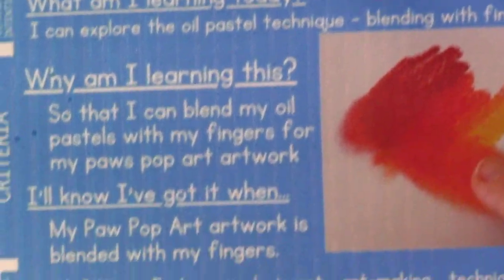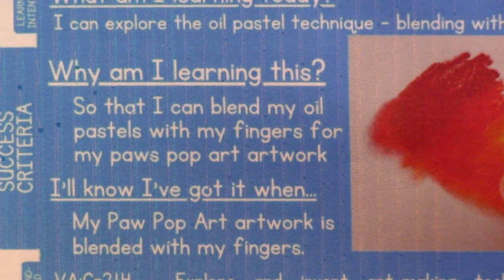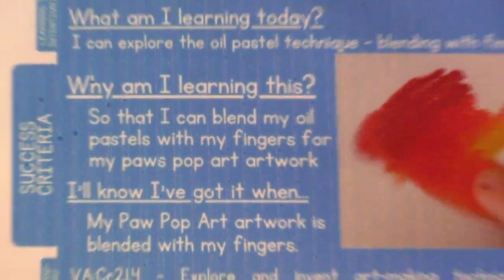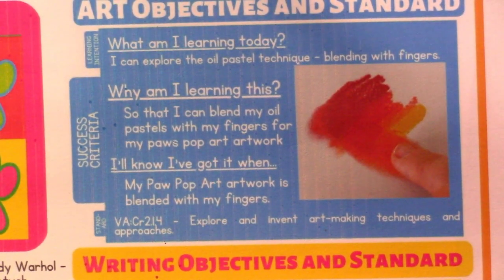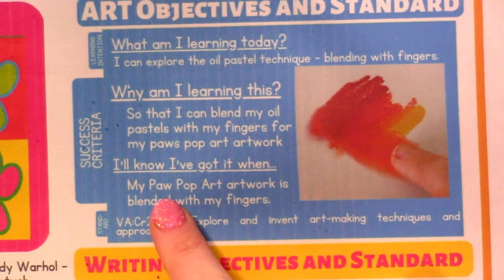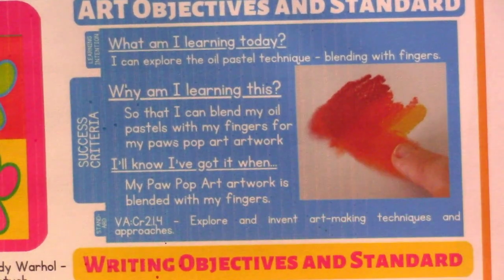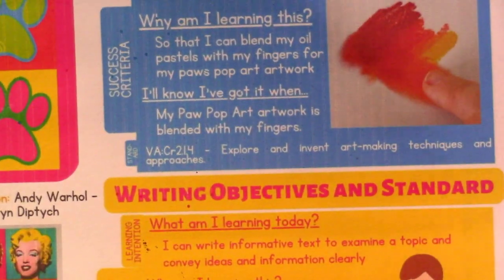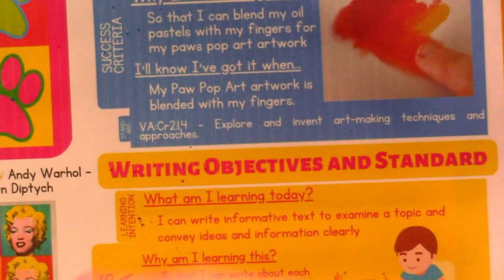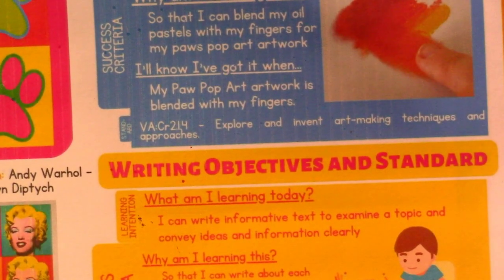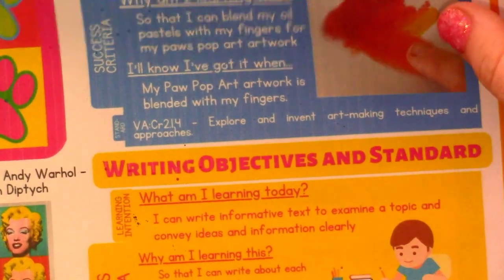And objectives and standards for art. You're learning that you can explore the oil pastel technique of blending with fingers, so that you can blend your oil pastel with your fingers for your PAWS pop art artwork. And you'll know you've got it when your PAWS pop art artwork is blended with your fingers. Almost done here. And I can write an informative text to examine a topic and convey ideas and information clearly. So I am going to have you guys write down the rules, so that you can write about each PAWS rule. And you'll know you've got it when I have written each PAWS rule clearly on my artwork.